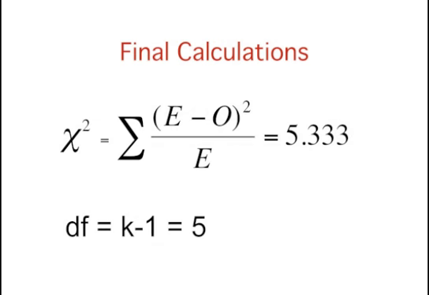Next, you add up the expected minus observed squared divided by expected column. This total is distributed as chi-square. The degrees of freedom is equal to the number of possible outcomes, which we call k, minus 1. Since there are 6 possible outcomes for the die, the degrees of freedom equals 5.